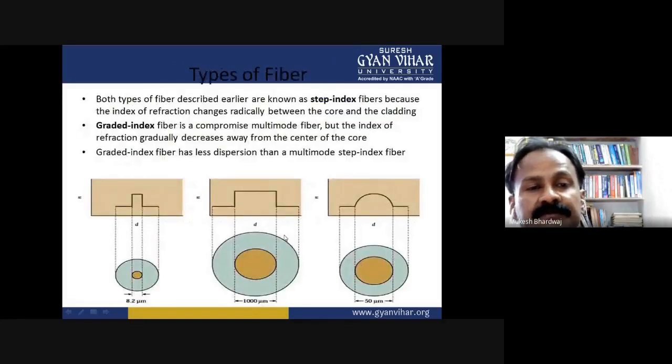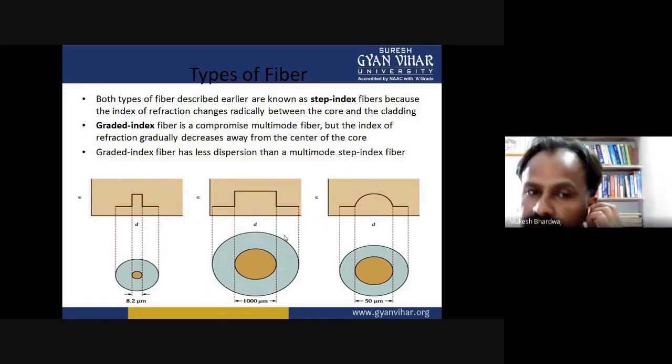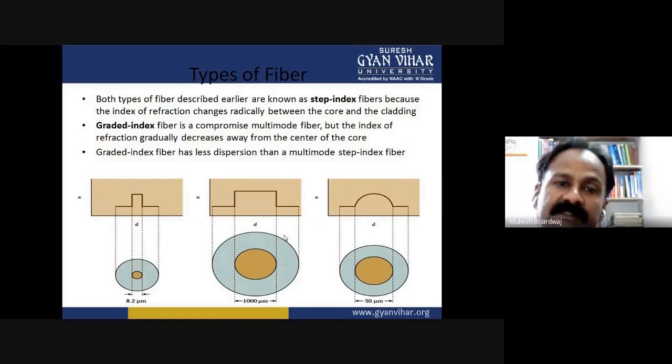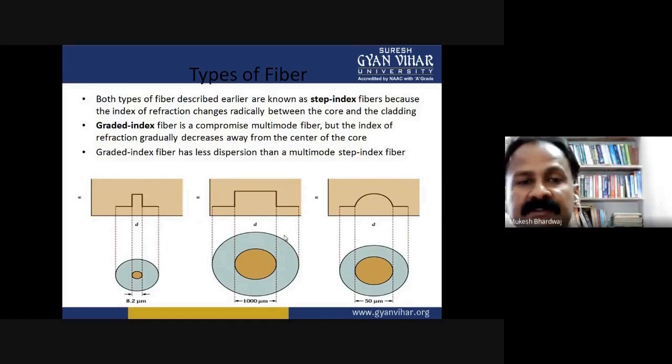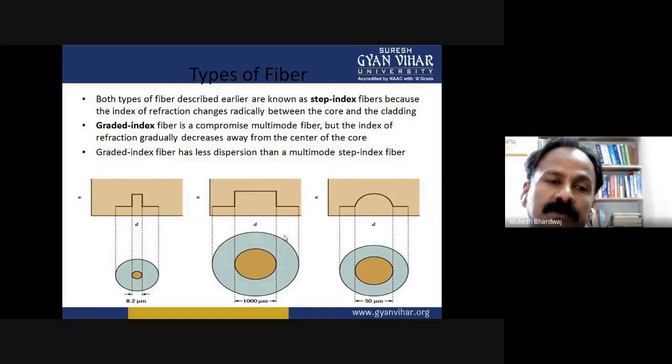Types of fiber, I have already given that brief review. Both types of fiber described earlier are known as step index fibers because the index of refraction changes radically between the core and cladding. Graded index fiber is a compromise multimode fiber, where the index of refraction gradually decreases away from the center of the core. Graded index fiber has less dispersion than multimode step index fiber.